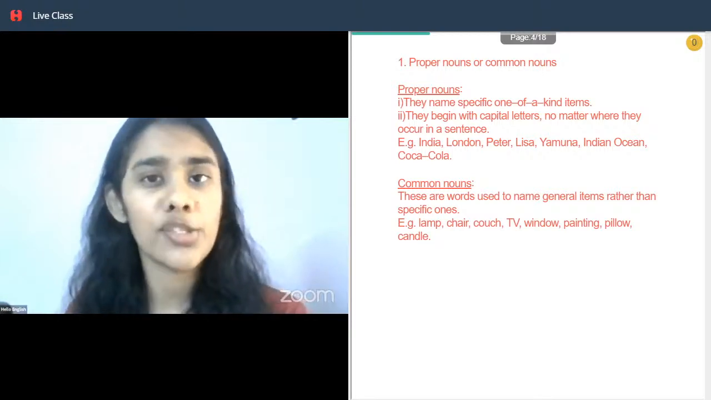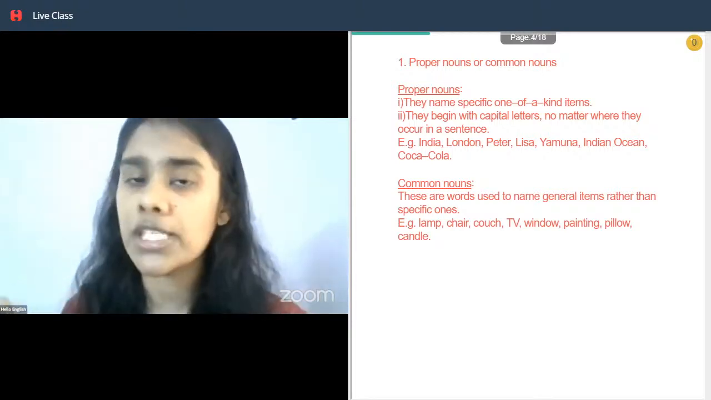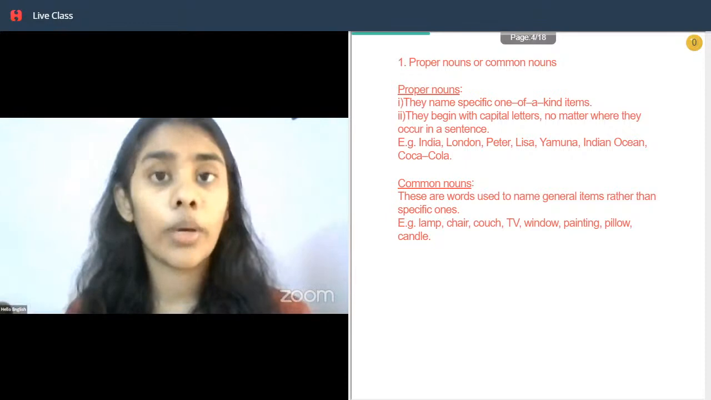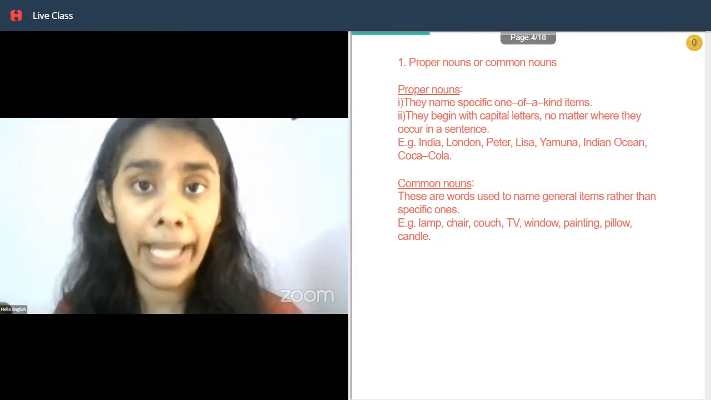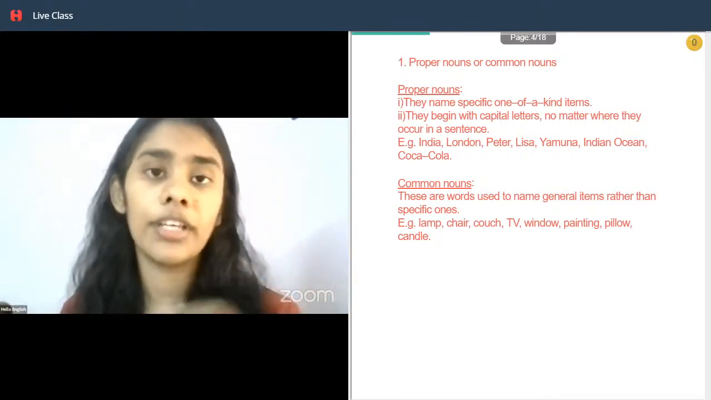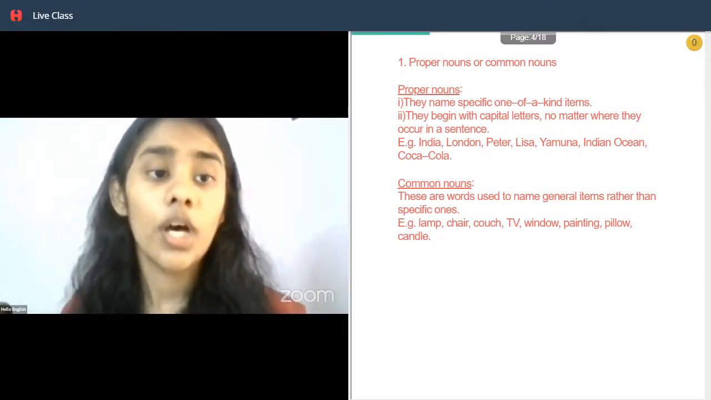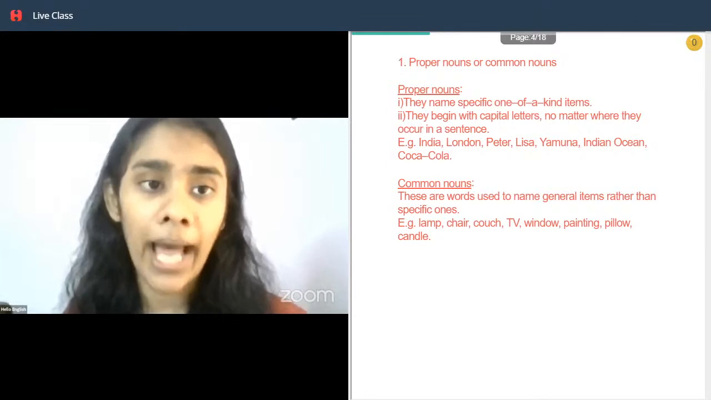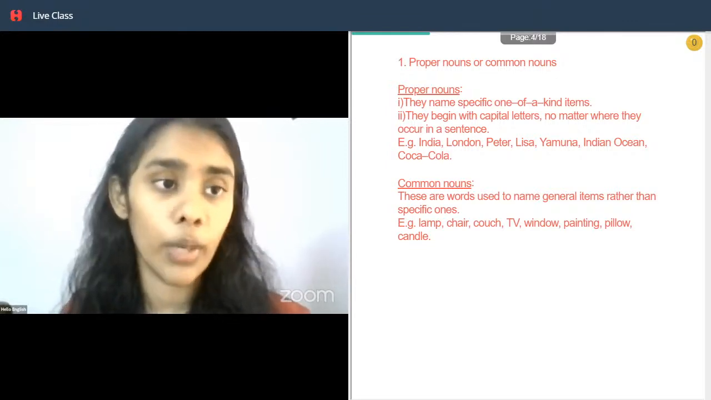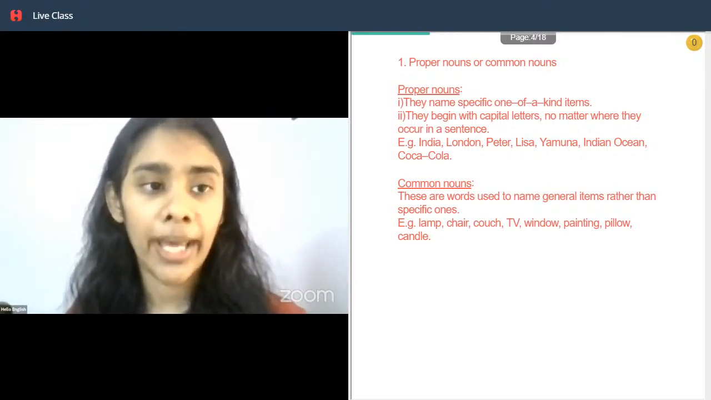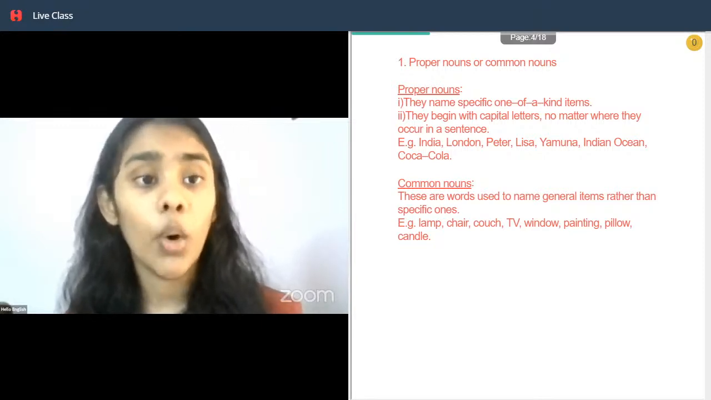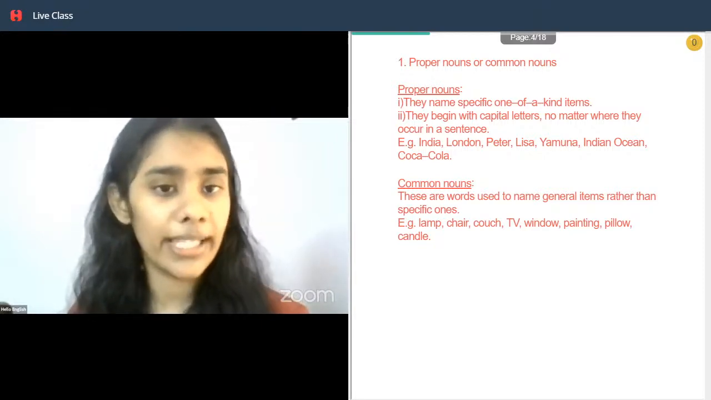Whereas common means something which is not specific, something which is general. So जिसका कोई specific name नहीं है, that is a common noun. Therefore we will say these are words which are used to name general items rather than specific ones. For example, lamp, chair, couch, TV, windows. These are all general things, right?